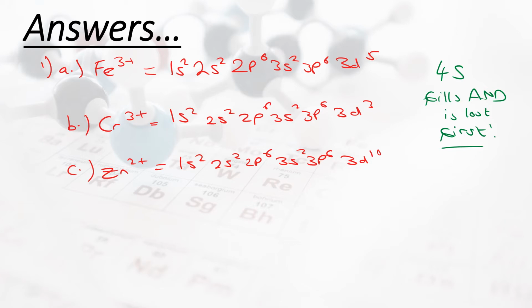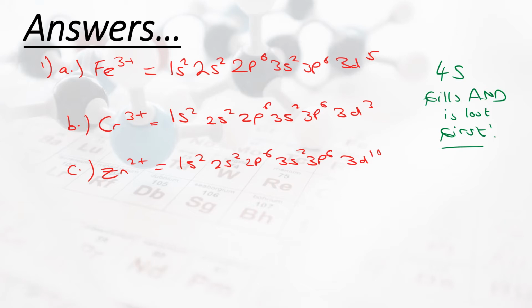The chromium 3+, remember that chromium was one of our slightly odd ones. We had chromium and copper, being this idea where we promote one of our s electrons to the d orbitals. And so the neutral configuration is 1s2, 2s2, 2p6, 3s2, 3p6, 4s1, 3d5. Then it's a 3+ ion, so I lose the one s electron, I take away 2 from the d, and I'm left with a configuration for this 3+ ion as 3d3.